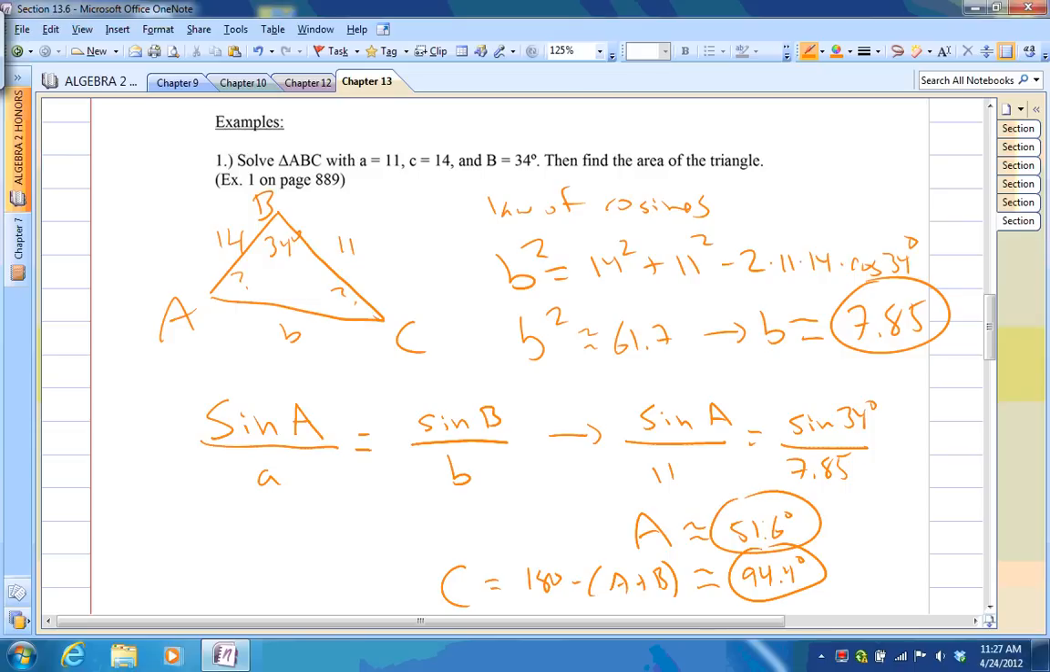So the program I gave you, trig solve, if we were to punch that in, so we know two sides, one angle. Do you know the angle between the two sides? Yes, I do. The first side's 14, other side's 11, angle's 34. And you can check and you see that we do get all the right answers. So that's very good.